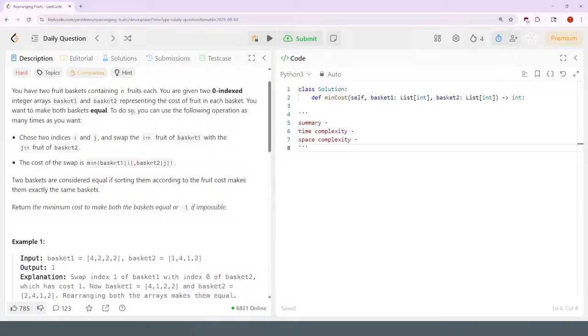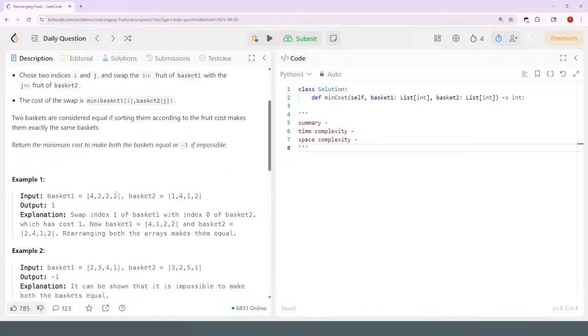You can use the following operations as many times as you want. Choose two indices i and j, and swap the ith fruit of basket1 with the jth fruit of basket2. The cost of the swap is the minimum of basket1[i] and basket2[j]. Two baskets are considered equal if sorting them according to the fruit cost makes them exactly the same. Return the minimum cost to make the baskets equal, or -1 if impossible.